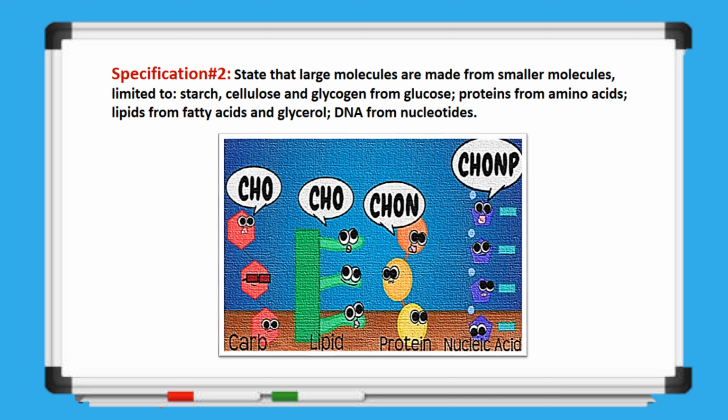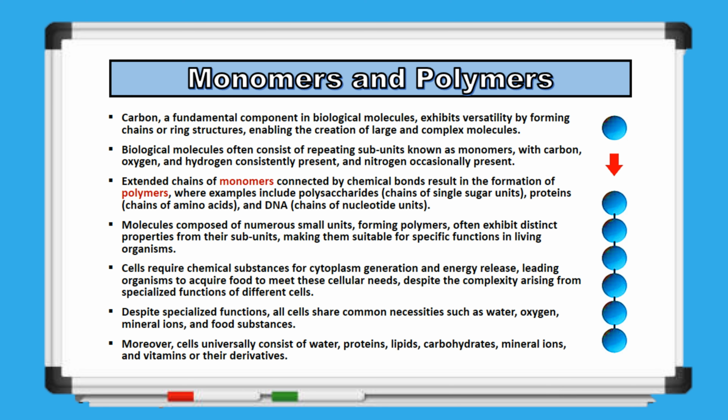Next, let's move on to specification number 2, which states that large molecules are made from smaller molecules. Limited to starch, cellulose and glycogen from glucose, proteins from amino acids, lipids from fatty acids and glycerol, and DNA from nucleotides. In this part, we'll briefly look at how small molecules come together to form the large biological molecules we've already listed. To understand this better, let's first learn what monomers and polymers are.